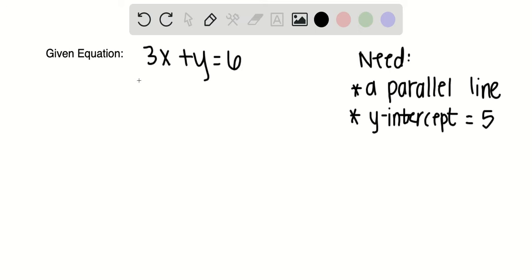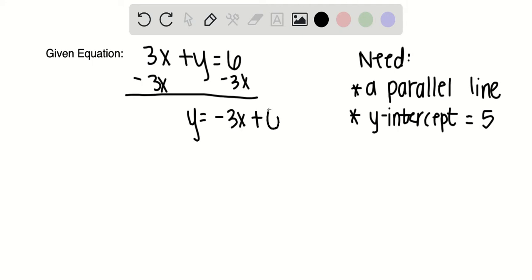How I'm going to do that is go ahead and subtract 3x from both sides to solve for y, so that my slope-intercept form will be y is equal to negative 3x plus 6. Now that we have the original equation in slope-intercept form, I can now write my new equation that is parallel to this one and has a y-intercept of 5.